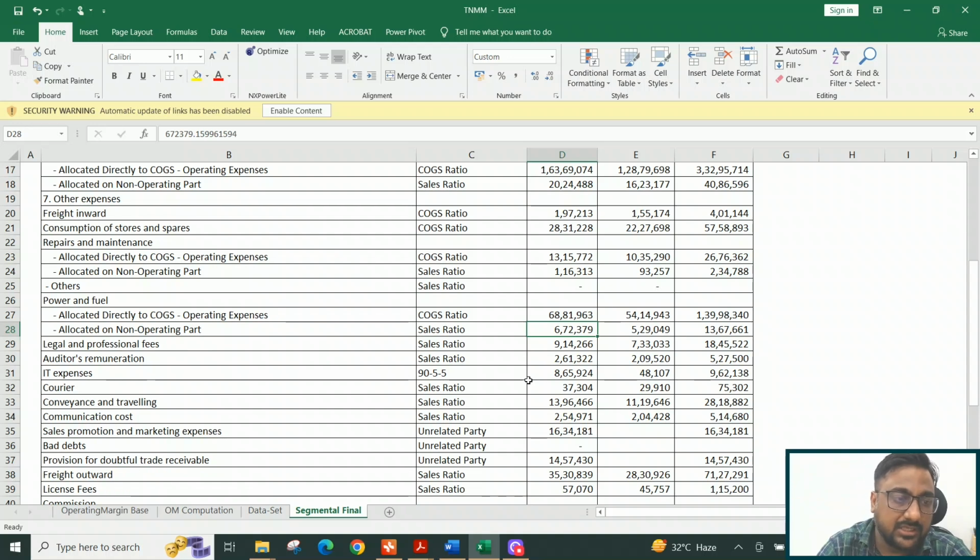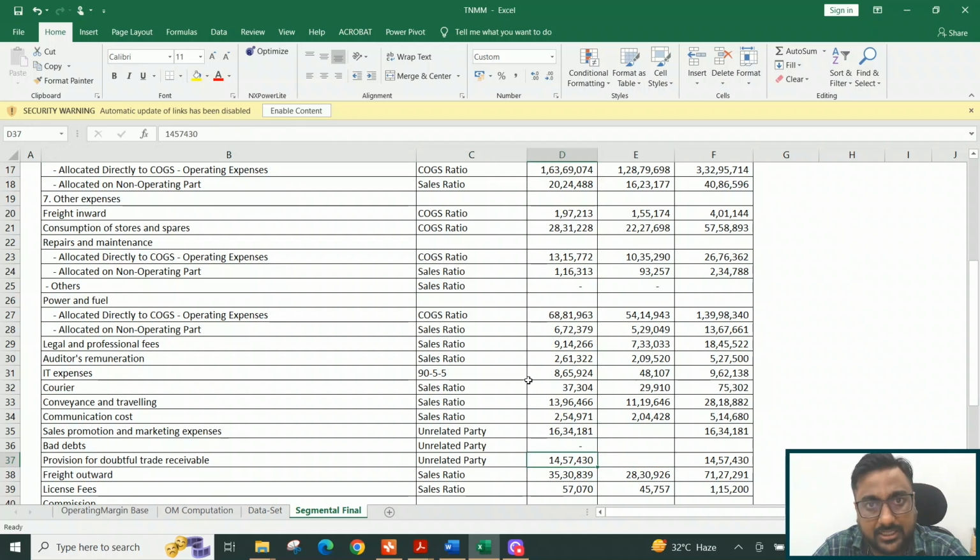So if you see here, the sales and promotion expenses would have been directly allocated to the unrelated party. Similarly, if there would have been bad debts, then I would have allocated that to the unrelated party, because in this scenario where you are dealing with AE, generally we don't see bad debts with AE, right? If there would have been bad debts or write-offs, then you would have reported them here. Then provision for doubtful trade receivable.